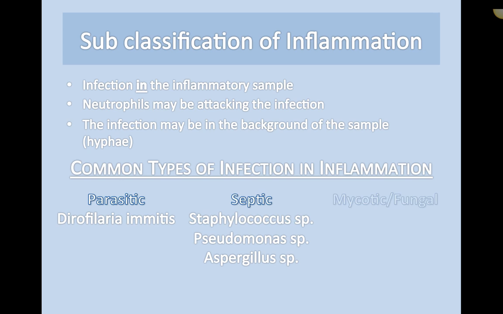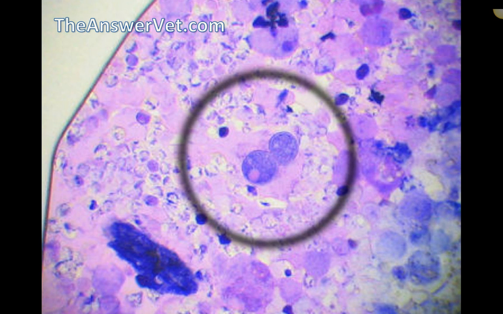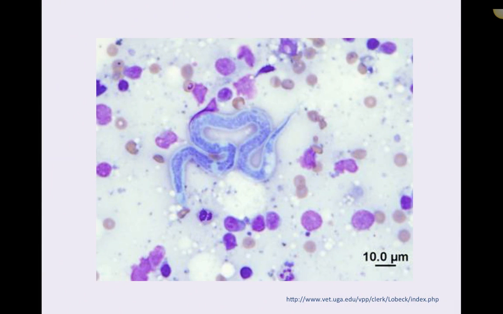So ways that we can subclassify purulent and pyogranulomatous inflammation is to further identify if it was parasitic, septic, or mycotic or fungal. And common types of infection in inflammation would be parasitic. Often you might see, well, not often, but you might see Demodex. Septic, so bacteria: Staphylococcus, Pseudomonas, Aspergillus. Mycotic: Blastomyces, Malassezia, Cryptococcus. Okay, so there's blasto. Not uncommon to see on a dog with blasto if you do a transtracheal wash or bronchoalveolar lavage, in an inflammatory sample.